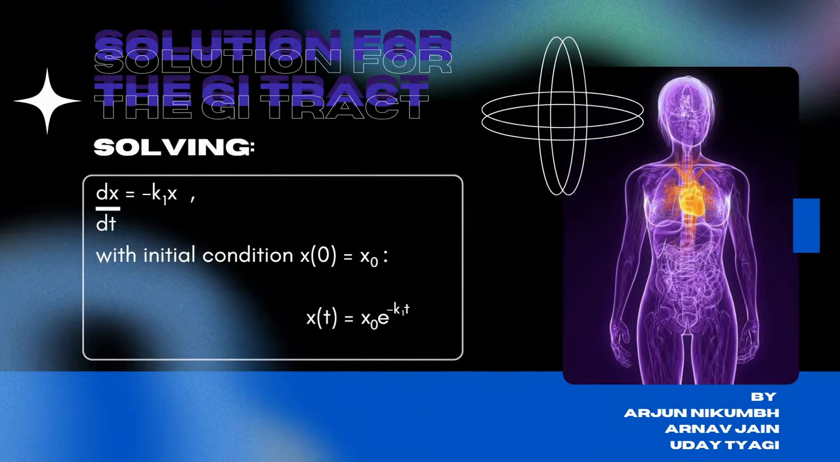When we solve the differential equation, the solution is x(t) = x(0) e^(-k1 t). This represents an exponential decay. It means that the amount of drug in the stomach decreases quickly at first and then more slowly as time goes on.